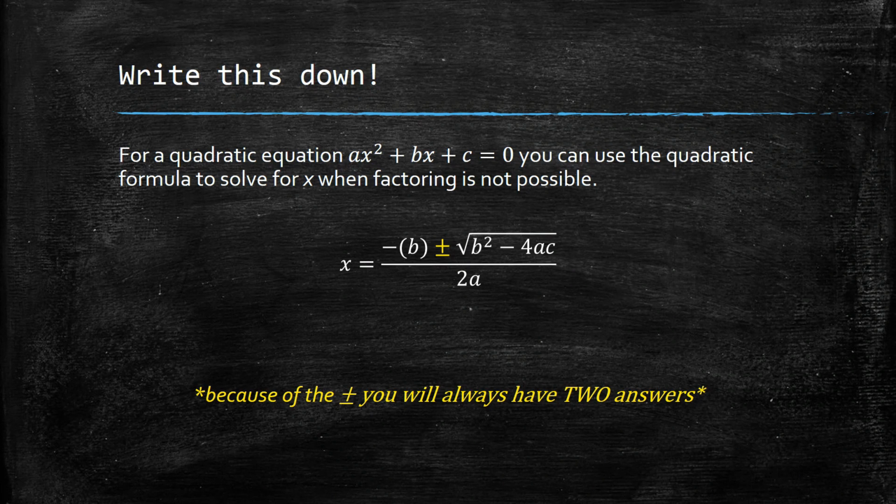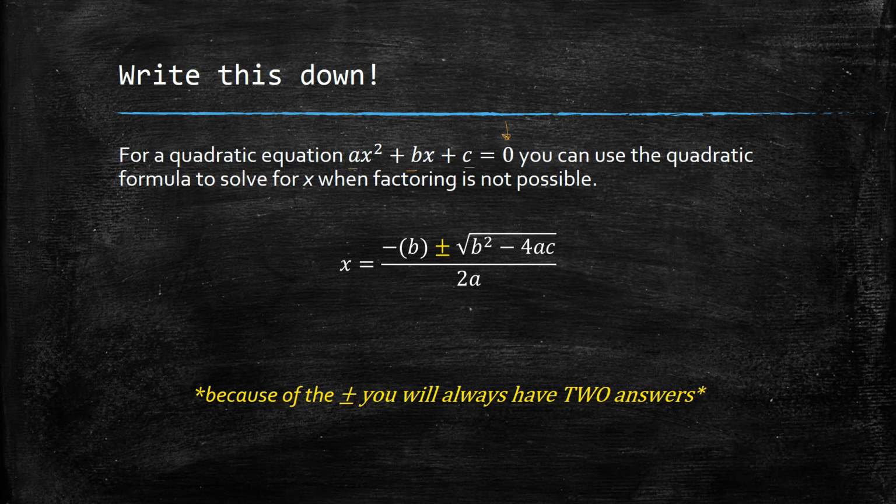You're going to use it whenever you solve a quadratic equation which is in standard form, ax squared plus bx plus c is equal to 0. Now it's not always going to be equal to 0. You may have some number here. If that's the case, you just move it over to the other side, and I'll show you some examples of that.